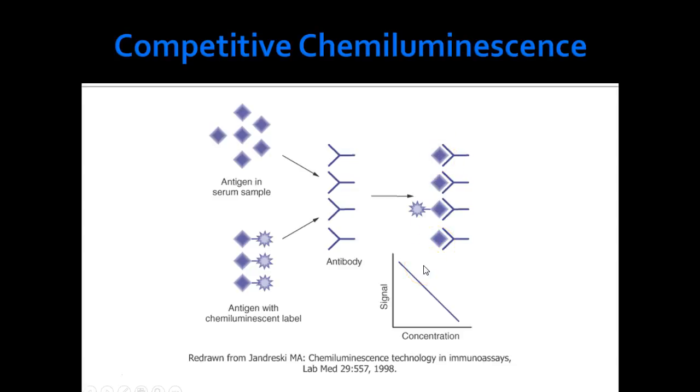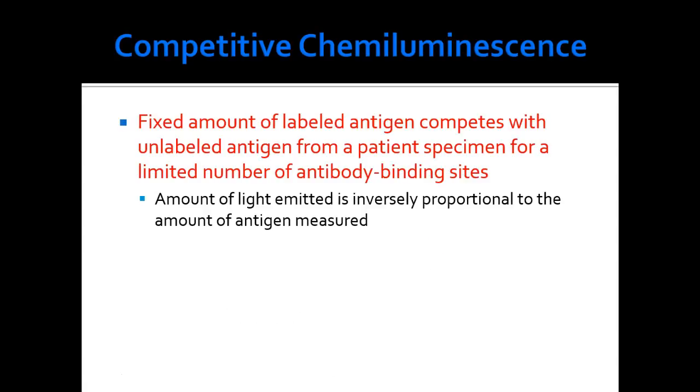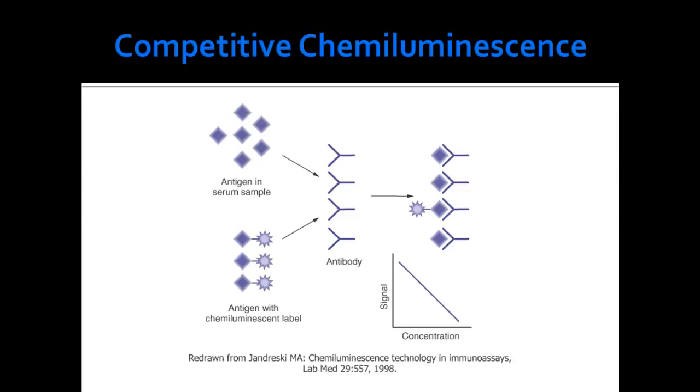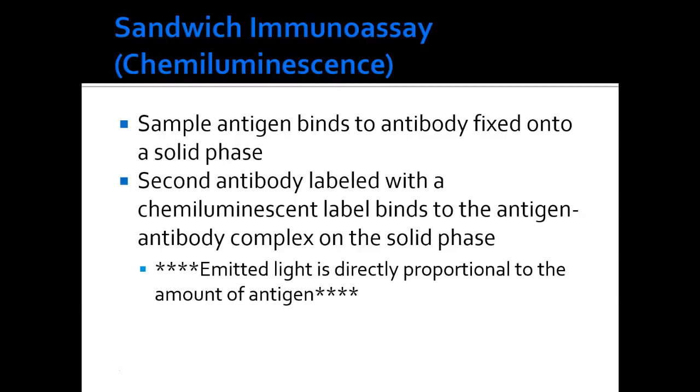As you can see by our definition on the top, the amount of light is inversely proportional to the amount of antigen measured. So the antigen in the serum sample of the patient took up the majority of the binding sites. Therefore, there wasn't much left for the other antigen to bind, so there was less light or less color produced.